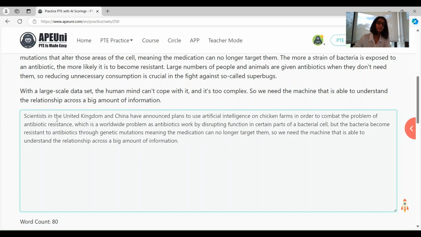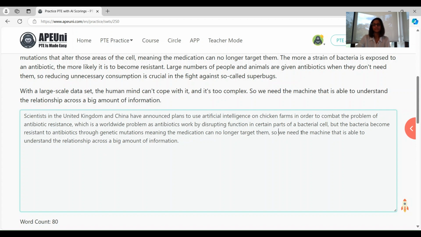There's some joining words. Scientists in the United Kingdom and China have announced plans to use artificial intelligence on chicken farms in order to combat the problem of antibiotic resistance, which is a worldwide problem, as antibiotics work by disrupting function in certain parts of a bacterial cell. But the bacteria become resistant to the antibiotics through genetic mutations, meaning the medication can no longer target them. So we need the machine that is able to understand the relationship across a big amount of information.